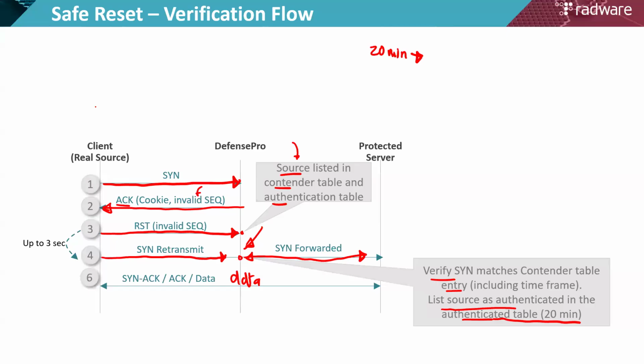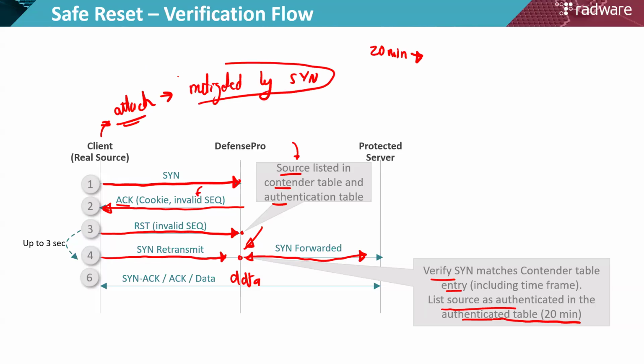Now if this client later on performs some attack, those will not be considered as an attack. It will not be mitigated by the SYN flood protection because we have considered it as a legitimate client for the next 20 minutes. So it's very important that if you have enabled SYN flood protection and your authenticated client is later on performing an attack, then also enable BDOS kind of protection along with it.